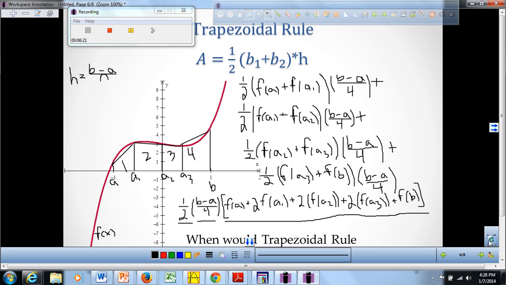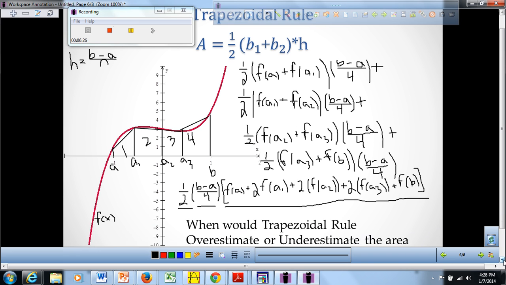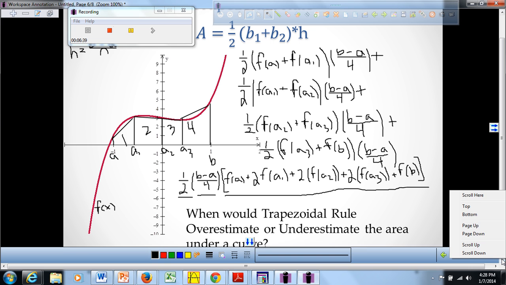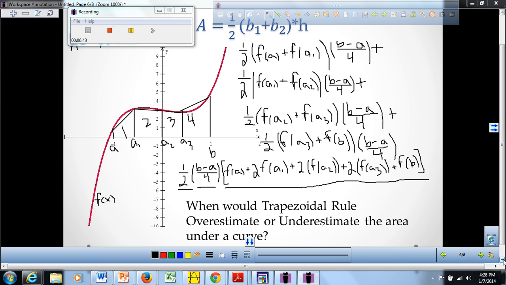Now, one thing that I want to ask about is, looking at this, we need to think about when the trapezoidal rule would overestimate or underestimate the area under the curve. And if you will notice, that when our function is concave down, our trapezoid ends up being beneath the function, giving us an underestimate. When our function is concave up, our trapezoid ends up going outside the function, giving us an overestimate.